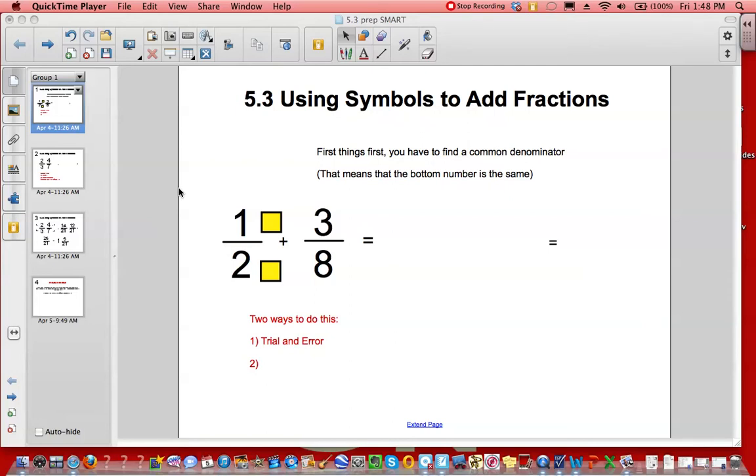When you have to find a common denominator, it means that the bottom number is the same. If we look at the two fractions that we've decided to add here, we've been given 1/2 and 3/8. Now, 2 for a denominator and 8 for a denominator, those aren't the same numbers, and it's really hard to add two shapes together with different denominators if you're just doing it with your symbols, multiplication and so on. So to add 1/2 and 3/8, one of the ways to do it is trial and error. You can try a couple of different possible denominators until you find one that they have in common.